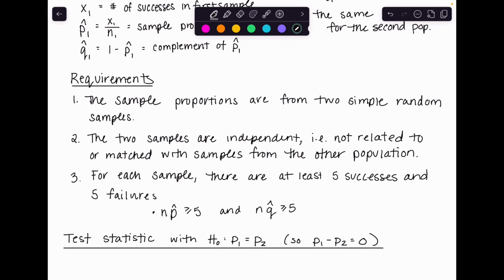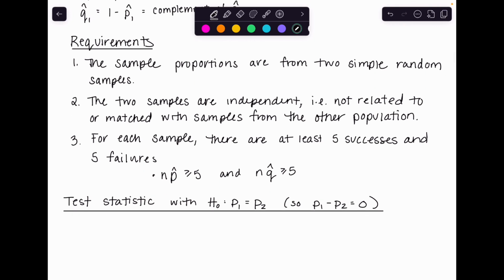For our test statistic, we're working with the same kind of hypothesis testing. Our null hypothesis is that these two proportions are equal to each other. The alternate could be that one is greater than the other, one is less than the other, or they're not equal to each other. It just depends on the context of the problem. By doing this for our null hypothesis, if these two are equal to each other, their difference is going to equal 0. When we're dealing with a confidence interval, we're going to see how confident we are in the difference of these two values. What does the difference lie between?